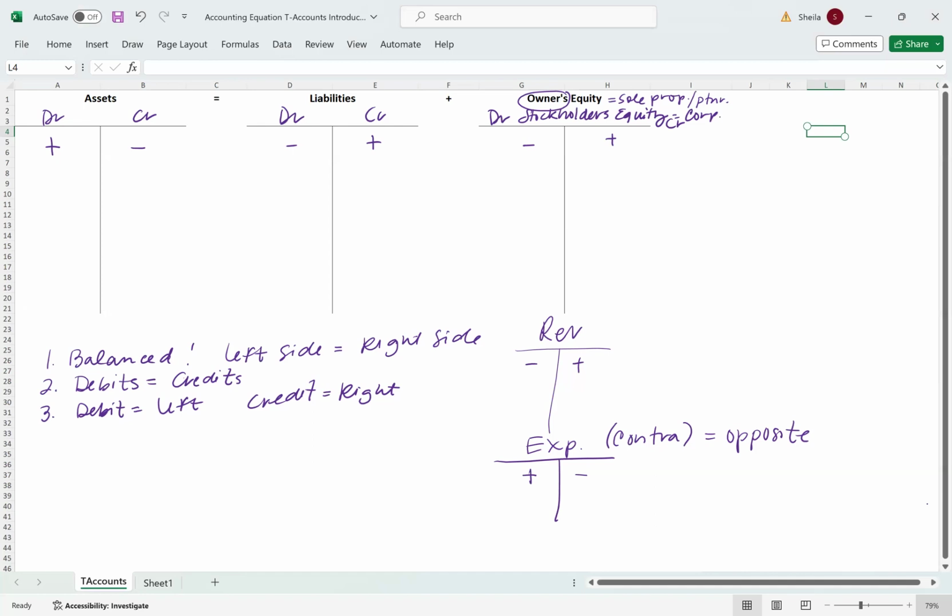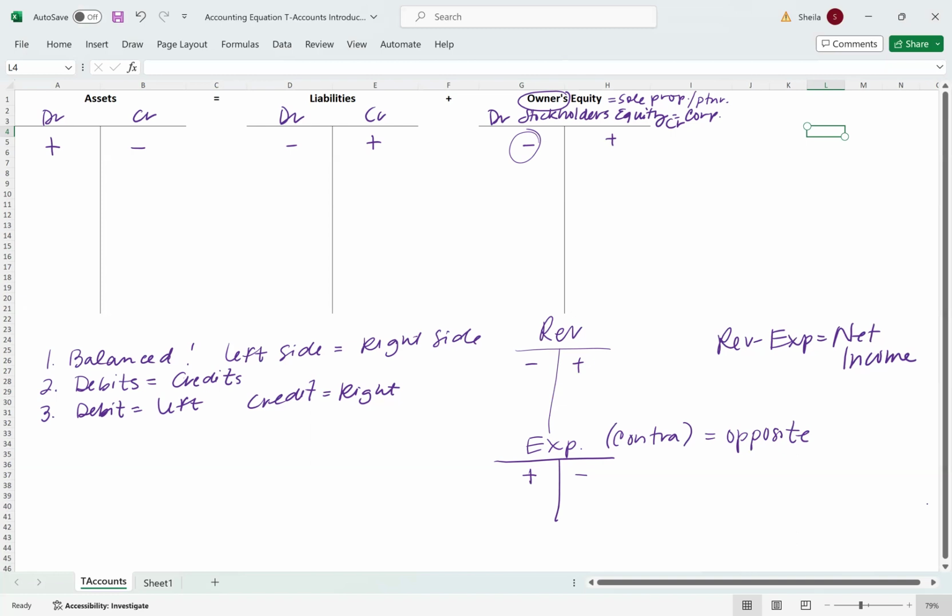Now we have to flip that, if you will, because when we think about the profit equation, revenue minus expense equals net income or profit. What we're going to be learning is that as revenue goes up, equity goes up. But as expenses go up, equity goes down. What decreases equity? Well, it's a debit. That's a little bit challenging of a concept for students to really start understanding from the very beginning.